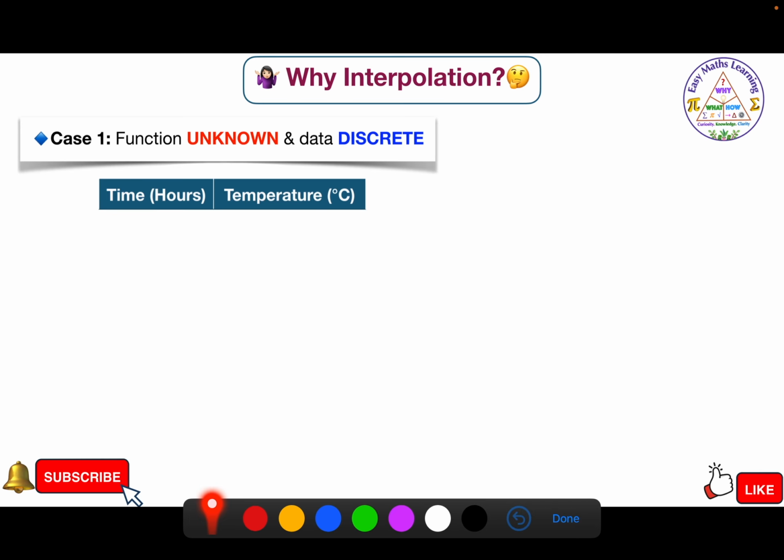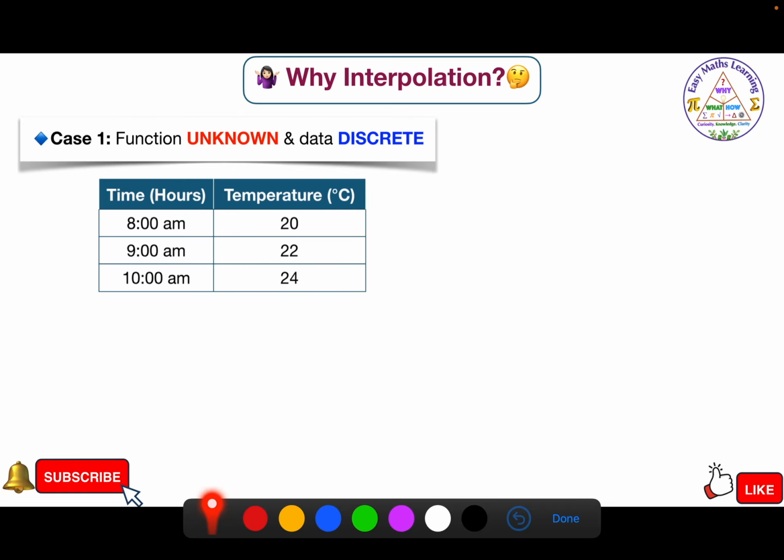Suppose we have some discrete data of outside temperatures at different times that is recorded experimentally. At 8 a.m., temperature was 20 degrees Celsius. At 9 a.m., temperature was 20 degrees Celsius. At 10 a.m., temperature was 24 degrees Celsius. So in this case, the actual function relating temperature and time is unknown, and we only have some discrete data values.